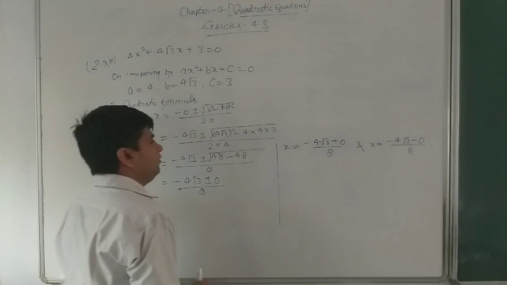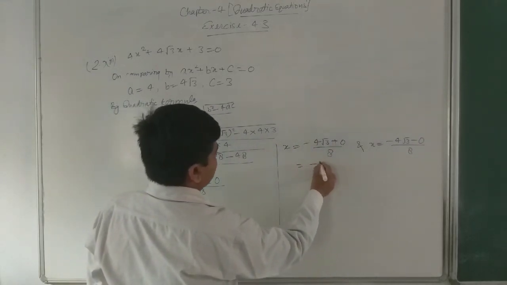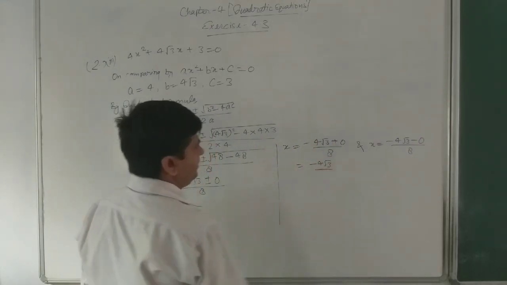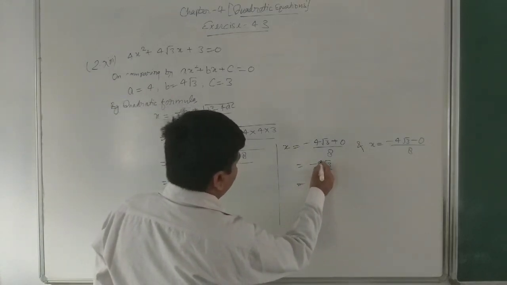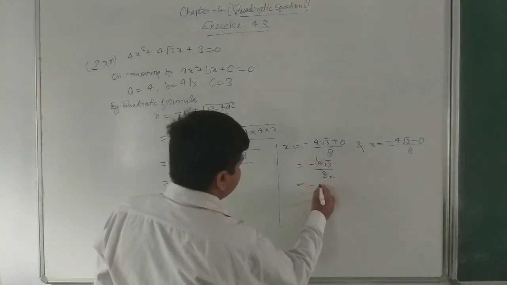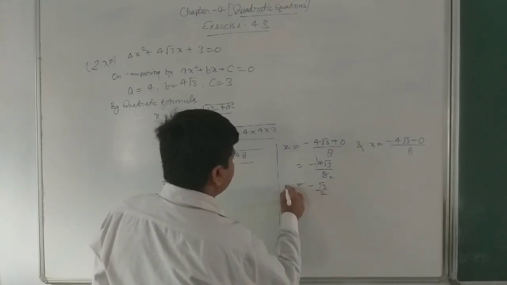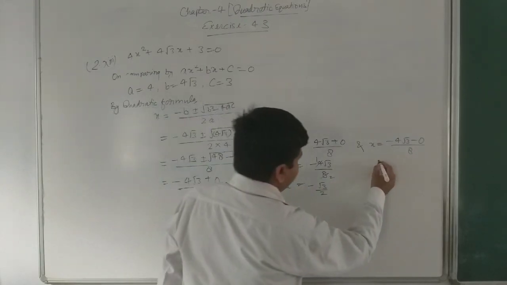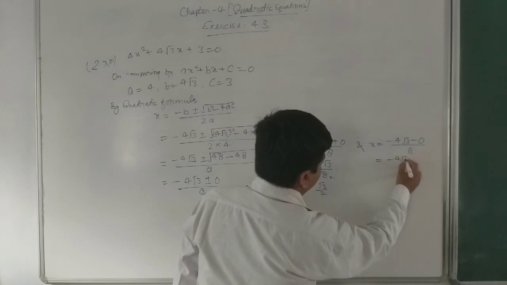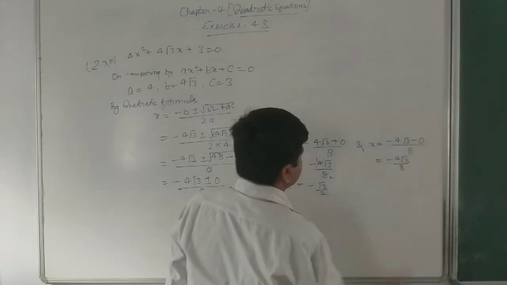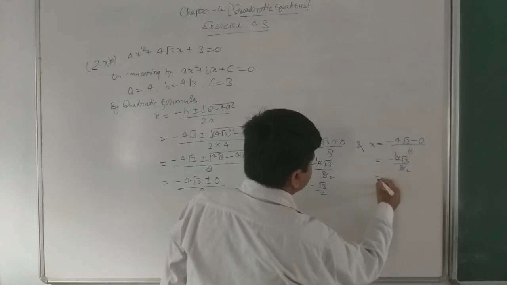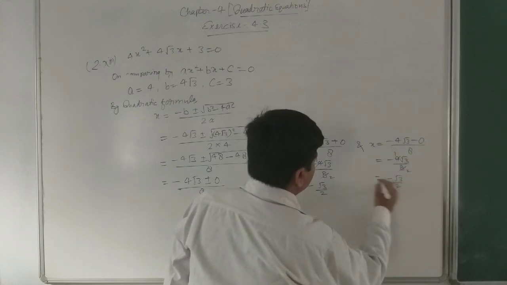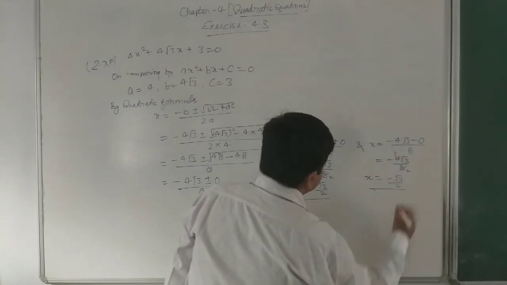Now minus 4 root 3 plus 0 means minus 4 root 3, same आ जाएगा. 0 हम add करें या subtract करें, both are same. So minus 4 root 3 upon 8, 4 से cancel हो जाएगा, 4 twos are 8, so it is minus root 3 upon 2, it is x. Now here again same, minus 4 root 3 upon 8, 0 है तो subtract होगा, same रहेगा value. So 4 twos are 8, again we cancel it, so it is minus root 3 upon 2. So both the zeros are same.